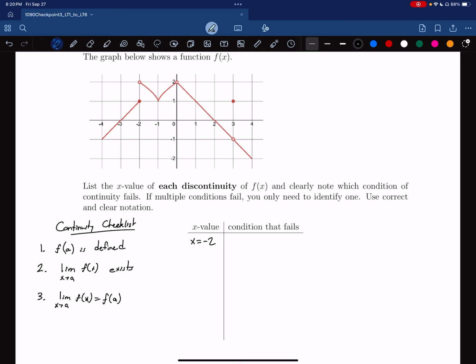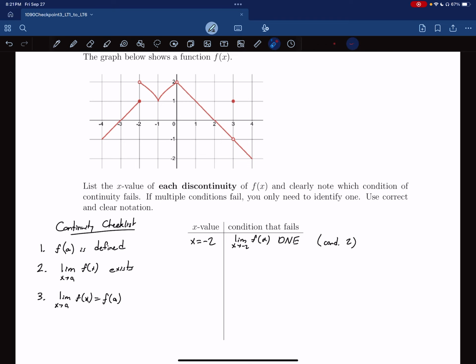Let's look at our conditions. Starting at number 1, f of a is defined. I have a closed circle here, so it's defined and that part's good. Now let's look at condition 2: the limit as x approaches a of f of x exists. This is the one that fails, because from the left we are approaching a value of 1, and from the right we are approaching a value of 2. So that limit does not exist. We can write: the limit as x approaches -2 of f of x does not exist. That's condition 2.